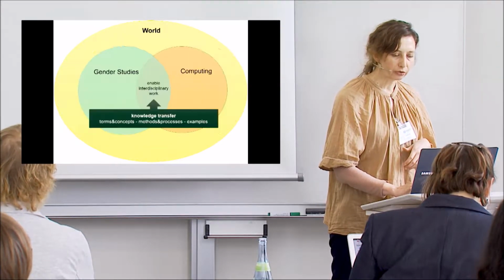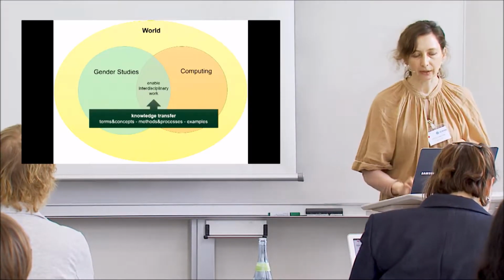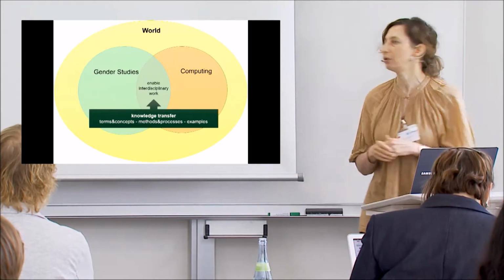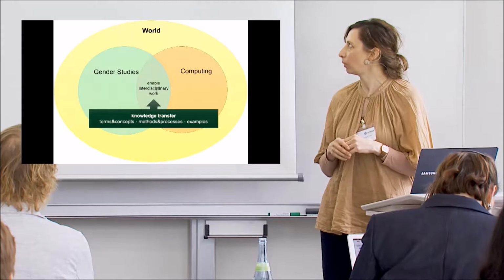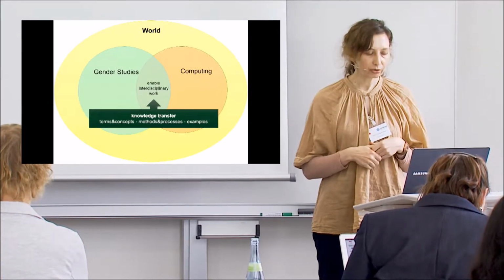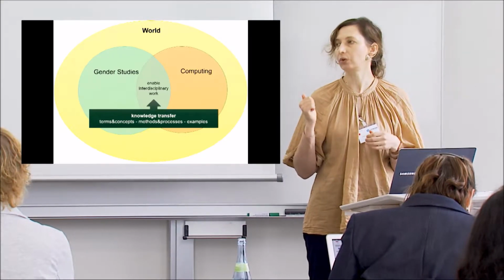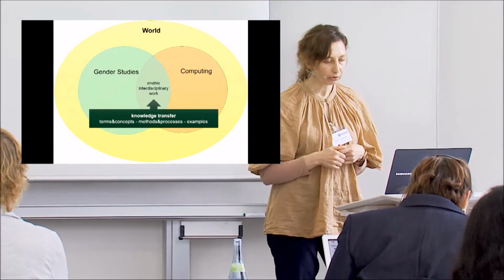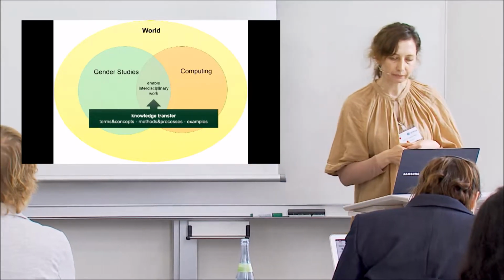So what do we need to do? We have to build sort of what is called in participatory design a third space. We have to enable interdisciplinary work. We have to build a space for knowledge transfer when it comes to terms and concepts, methods and processes and examples.